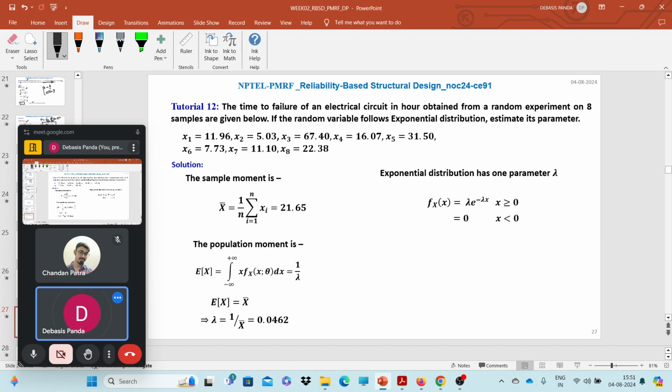The time to failure of an electric circuit in hours, obtained from a random experiment on 8 samples, is given below. So we have the failure data of an electric circuit. Now, if the random variable, that means the population, follows the exponential distribution, estimate its parameter. We have some samples drawn from the population, and the population follows the exponential distribution. Now, how can we find the estimate for that parameter lambda?